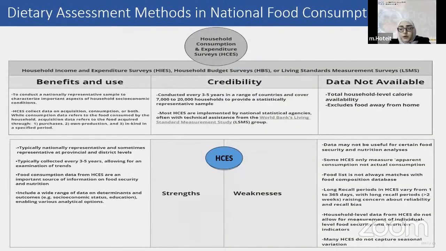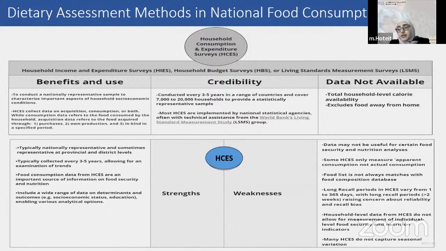Moving to the next one, which is the household consumption and expenditure surveys, also referred to as household income and expenditure surveys or household budget surveys. Usually, these are complex surveys conducted on nationally representative samples to characterize important aspects of household socioeconomic conditions. Typically, they are conducted every 3 to 5 years in a range of countries and cover 7,000 to 20,000 households to provide statistically representative data. This is very important. And also, most of these surveys are implemented by national statistical agencies, usually supported by the World Bank. And the results of these surveys have wide-ranging utility.